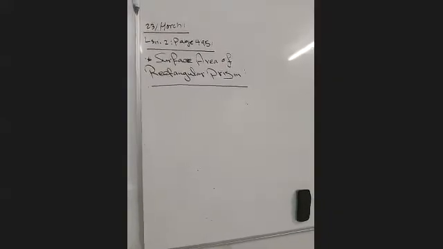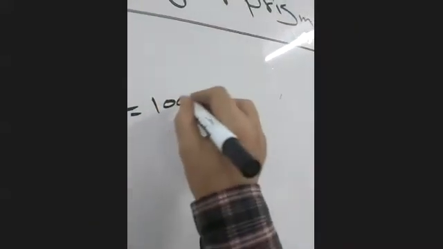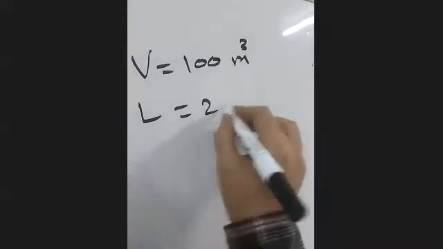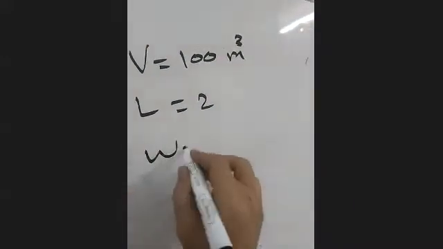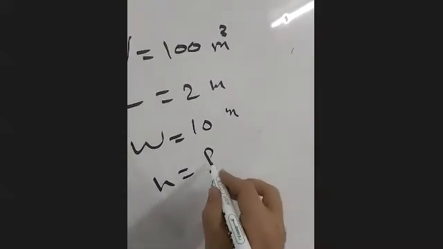The next idea, the length and the width and the height. To find the missing dimension? Yes. Okay, look here. If the volume is 100, and the length is 2, and the width is 10, find the height. This is the one?